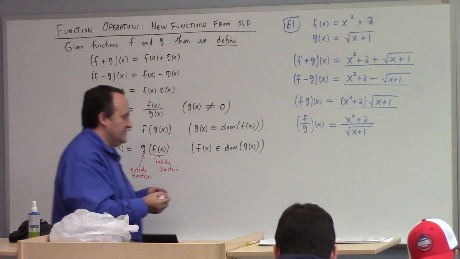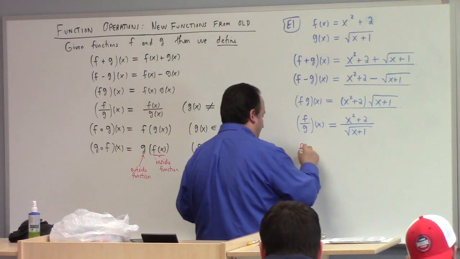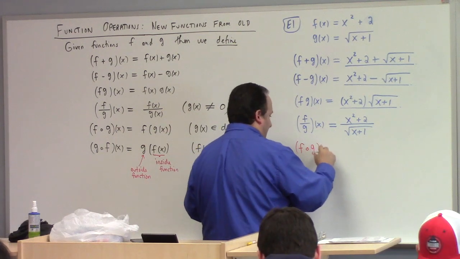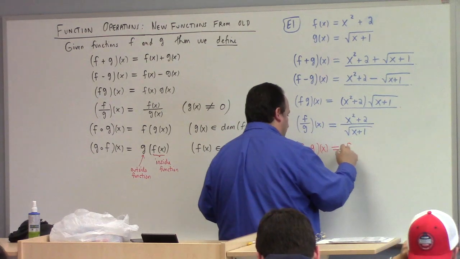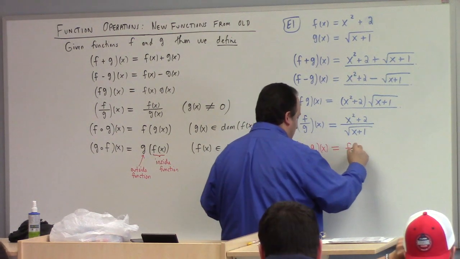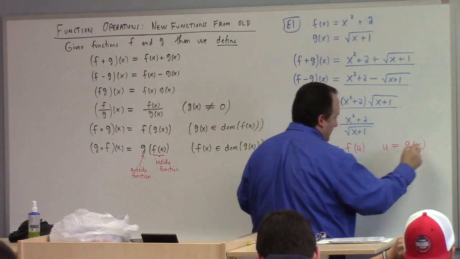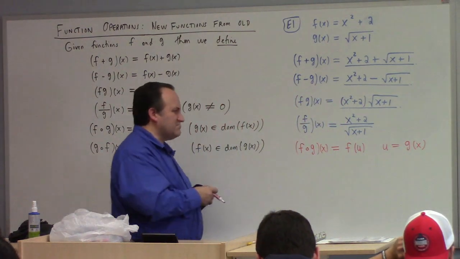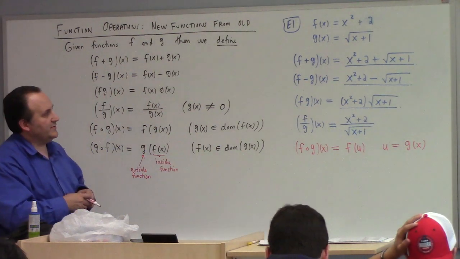So let's look at it this way. If we have f of g of x, we can write that as f of, let's say, u, where u is equal to g of x. And then what is it? If we put a u into the formula for f, what do we get?